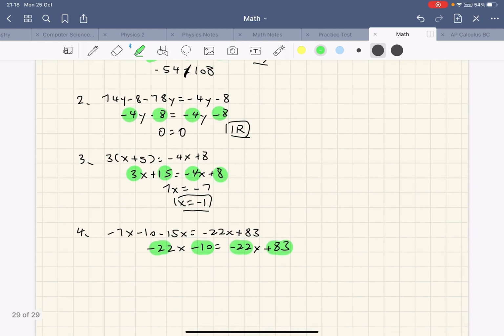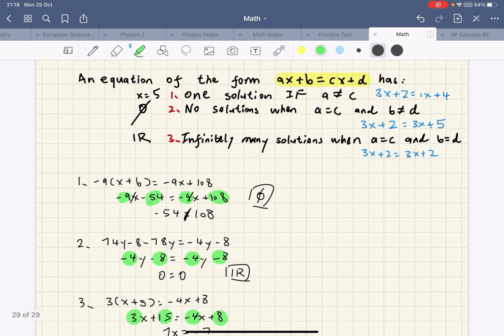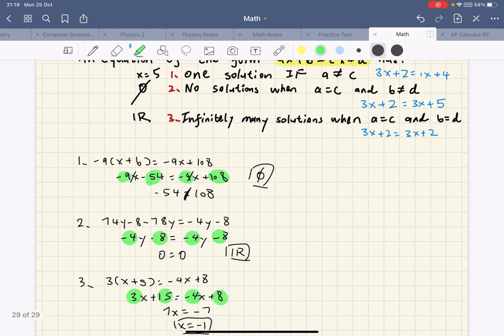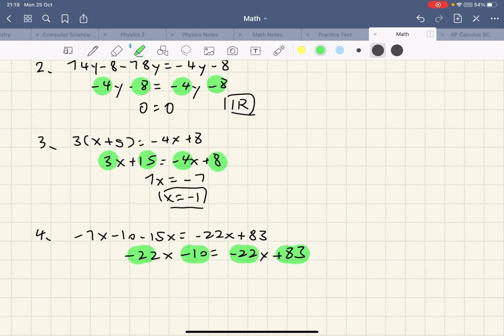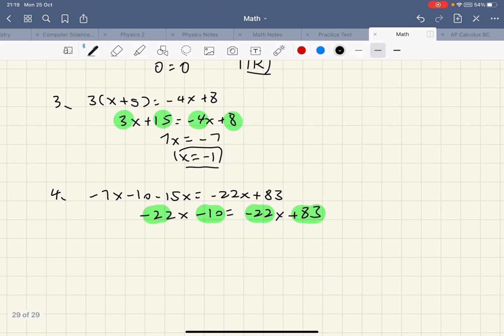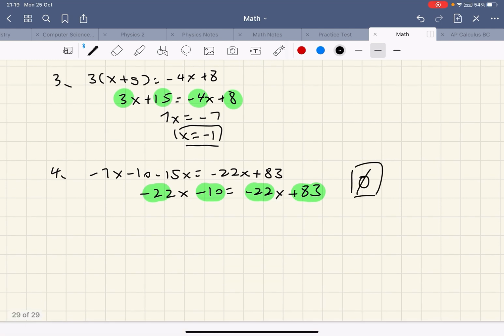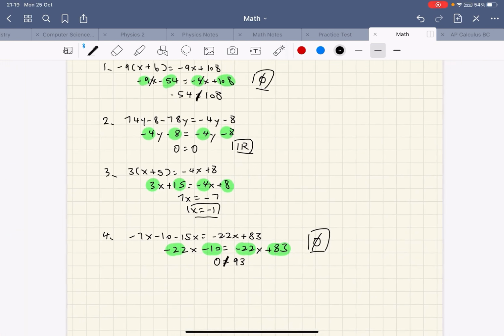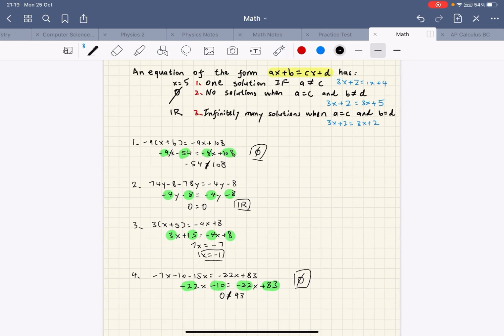And what rule is that? So a equals c, but b does not equal d. So that's rule number 2. Then that will mean this equation will have no solutions. Solving this, you will get 0 equals 93, and since 0 definitely does not equal 93, we know that this equation has no solutions.